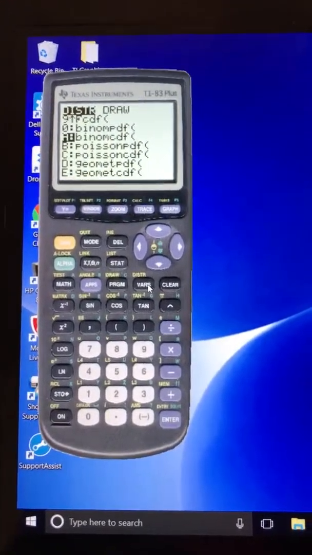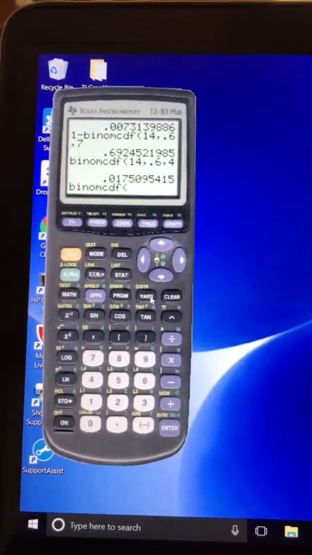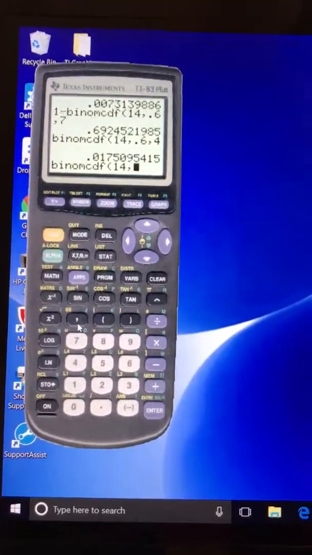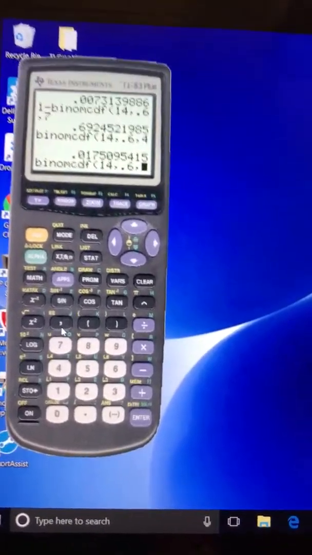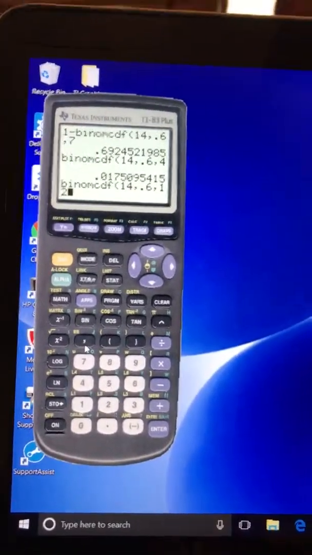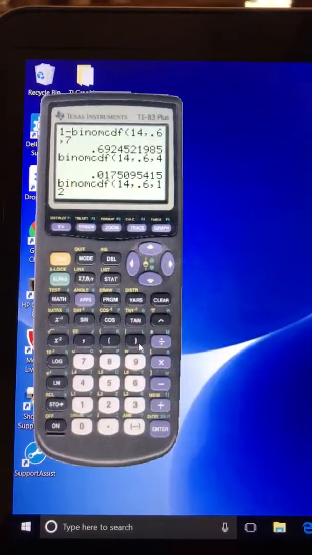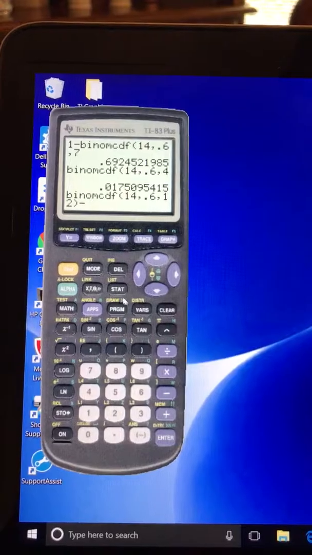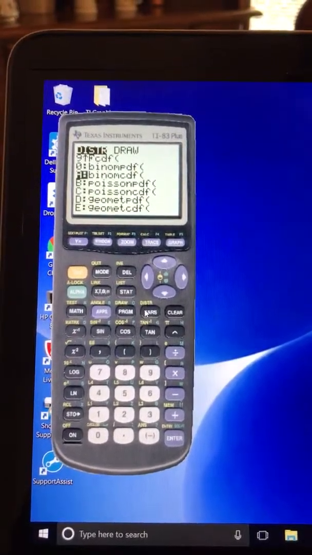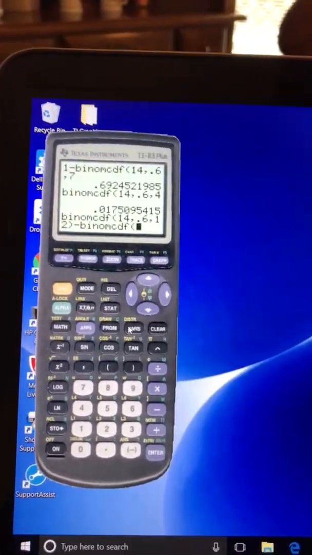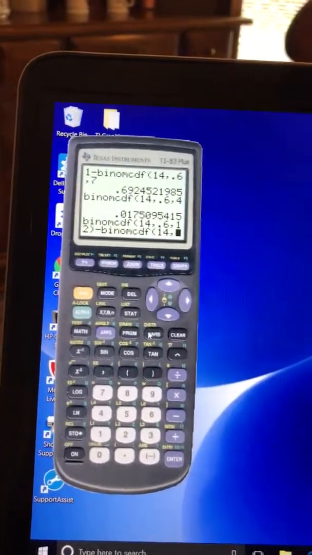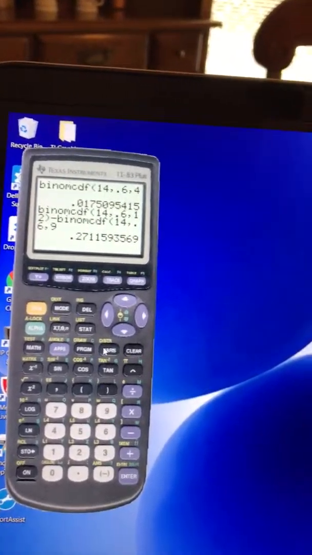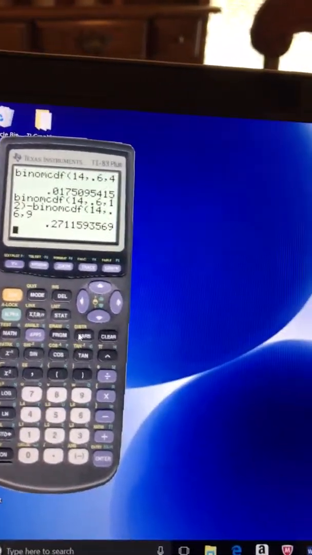Some people do the first one and hit enter and then do subtract, where it does the answer minus, which is fine, but you can type it in all at once. You just got to remember to close that parenthesis, because all the time before I haven't closed them because it doesn't really matter. So make sure if you type this in all together, close the parenthesis, minus second vars, binom CDF 14, comma 0.6, comma 9. So you get 0.271.